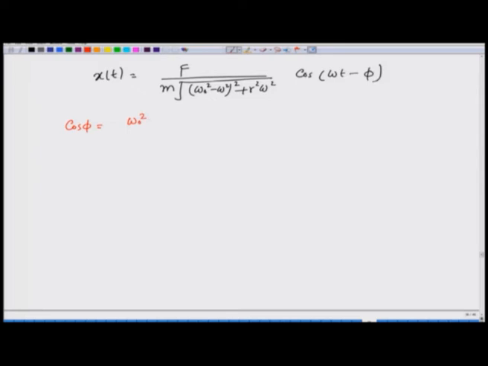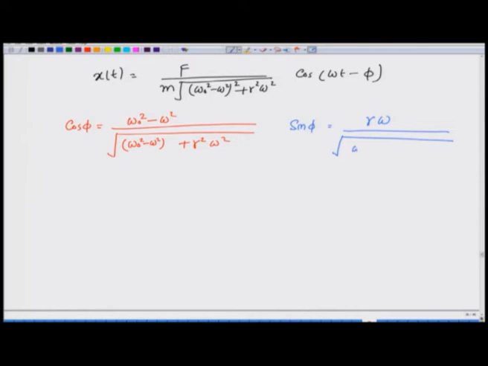where I can write cosine of phi equal to omega 0 square minus omega square divided by square root of omega 0 square minus omega square, whole square, plus gamma square omega square. Sine of phi is equal to gamma omega over square root of omega 0 square minus omega square, whole square, plus gamma square omega square. Sometimes this is also written in terms of tangent of phi: tangent of phi is equal to gamma omega over omega 0 square minus omega square.